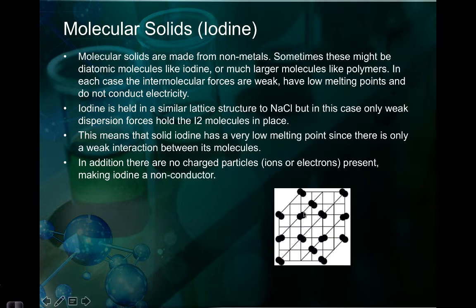But the melting point is going to be much lower compared to an ionic compound, because the thing that's holding this molecule to this molecule is a London dispersion force, or an intermolecular force. So it's a weaker attraction. And also, with these molecular solids, you will not see any conductivity of electricity whatsoever.